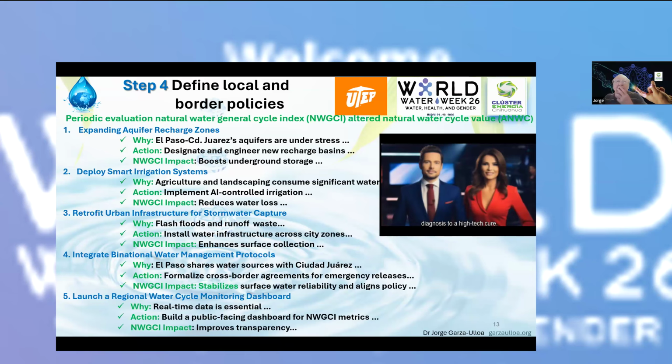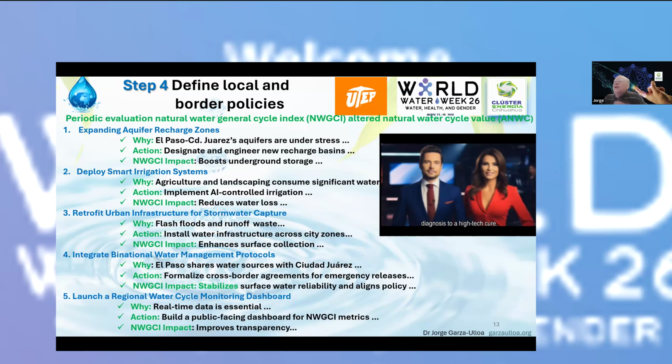And finally, we need to launch a regional water cycle monitor dashboard. This is very important. We need to find a way to have only one screen that can be easily checked by both countries, both cities, and even by specialized people living there. We need real-time or almost real-time values. Why? Because we are talking about adaptive management. Whatever we implement, if it is not working, we need to adapt and correct it.